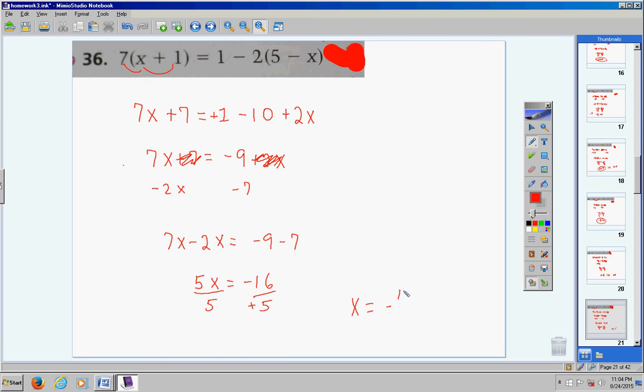One answer is negative 16/5. Another answer would be 5 1/5. No, that's not right. 3 1/5. Negative 3 1/5. Or another answer would be negative 3.2. Any of those answers are acceptable.